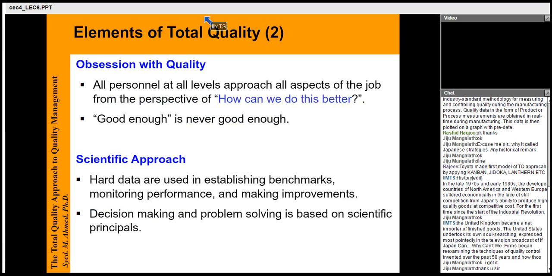Then, obsession with quality. All personnel at all levels approach all aspects of the job from the perspective of how we can do this better. Good enough is never good enough. Nowadays there is a quality team that monitors quality every time. Nothing is built in one day. We build in parts. First part is built, then we do the quality assessment, whether what we have developed is up to the mark or not. If it is certified by the quality team to go ahead, then we build the second part.